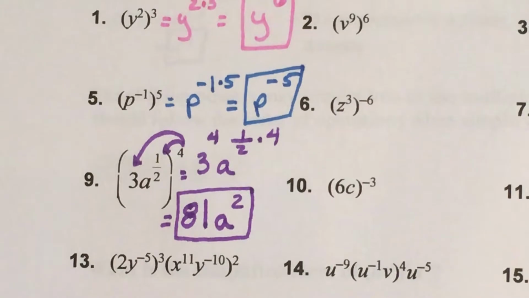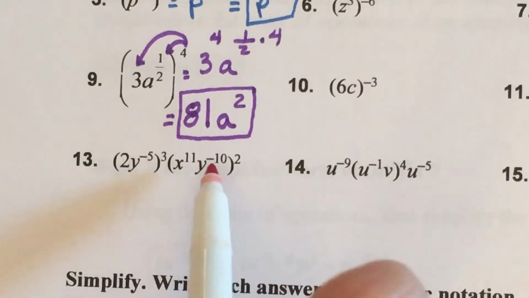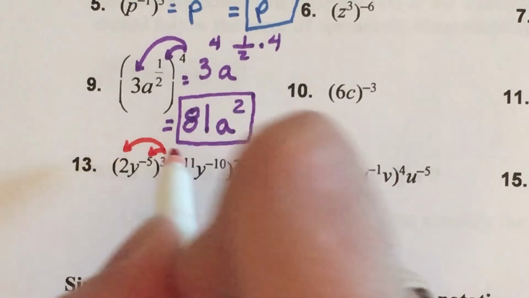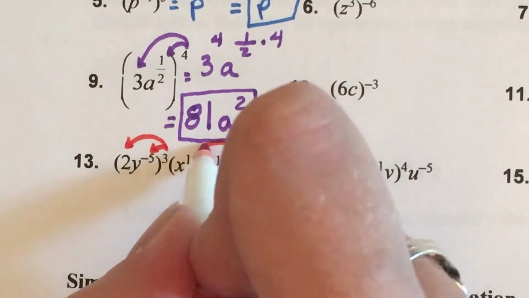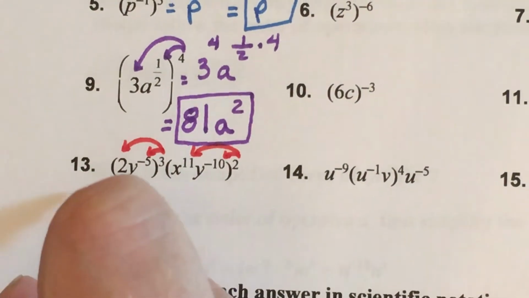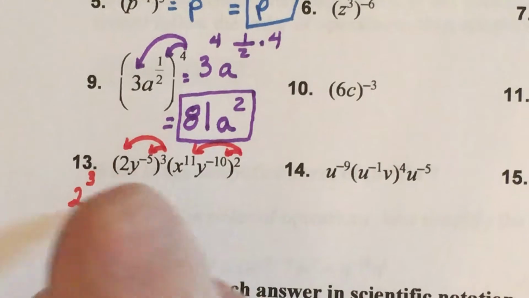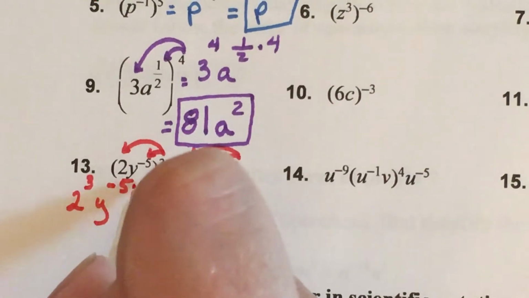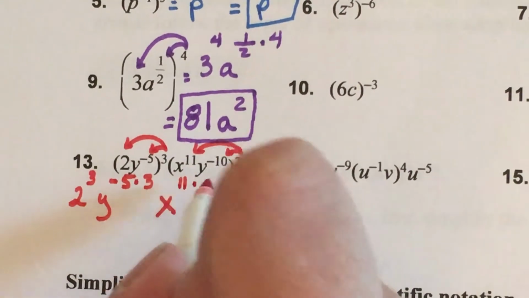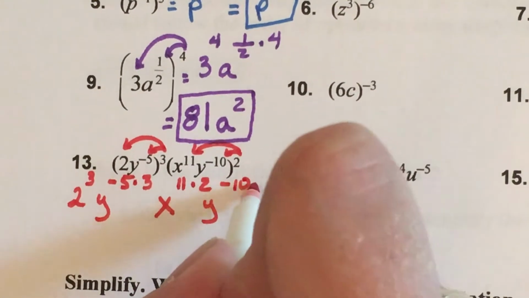Okay, let's do number 13. So here we have a lot to distribute. This 3 is going to distribute to the 2 and the negative 5. This 2 is going to distribute to the 11 and the negative 10. So this becomes 2 cubed, y to the negative 5 times 3, x to the 11 times 2, y to the negative 10 times 2.